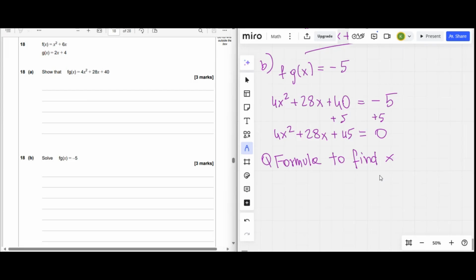Do you recall the quadratic formula? Yes, but I can't remember it very well.